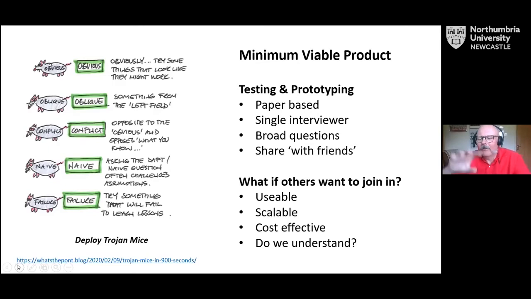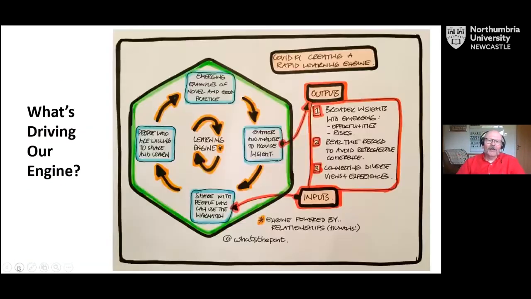What's underpinning all this? So we had principles, and I've ended up constructing this, which is, if you like, the basic unit of what we think is driving this rapid learning engine. It's a hexagon with 4 compartments, and at the top of it there's this idea that out in the world at the moment there are emerging examples of novel and good practice. They're there, great, they're sitting there. If we can gather and analyze these and provide a bit of insight, great, we've got something useful, which I'll talk about in a second.